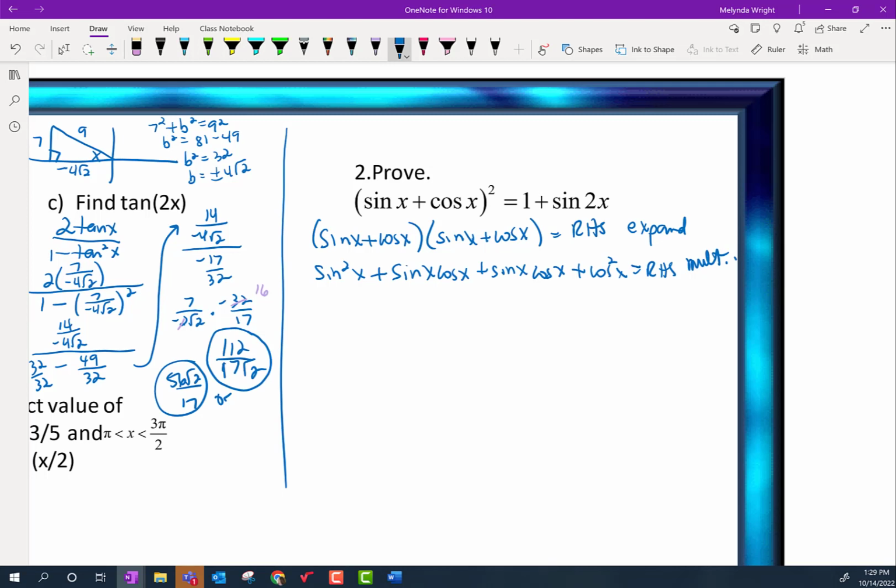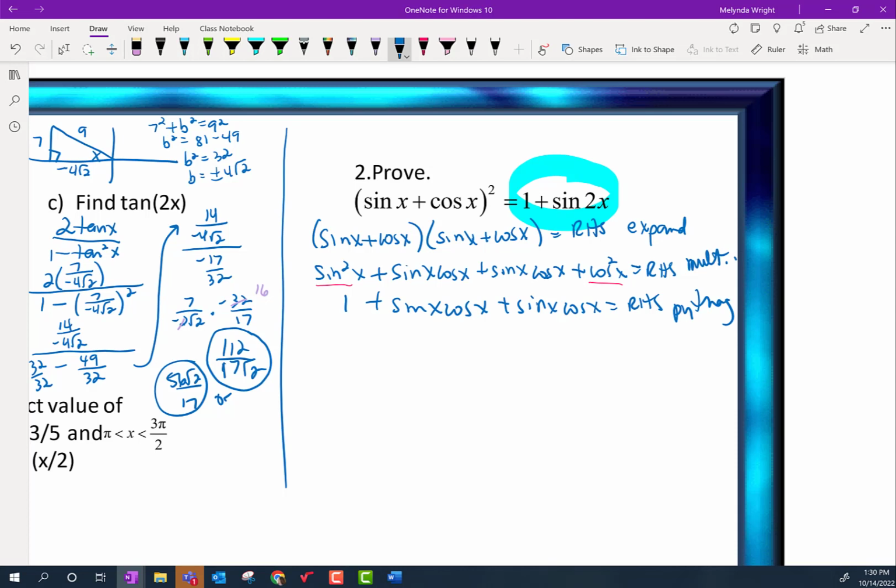Okay. Now this is our goal, right? We're going here. We want to get to 1 plus sine 2x. And I don't see any squareds over there, so it kind of brings my eyes to these two squareds right here, because I don't see any squareds on the right side. Is there anything that we can think of that involves sine squared and cosine squared? Pythagorean identity, right? So sine squared plus cosine squared is what? It's 1. So I'm going to turn that to 1 plus sine x cosine x plus sine x cosine x equals right-hand side, and we did Pythag.